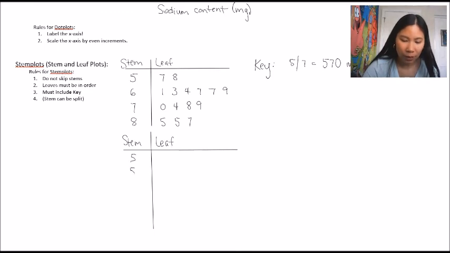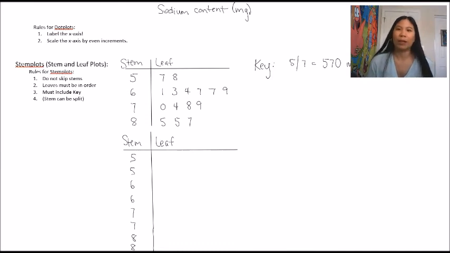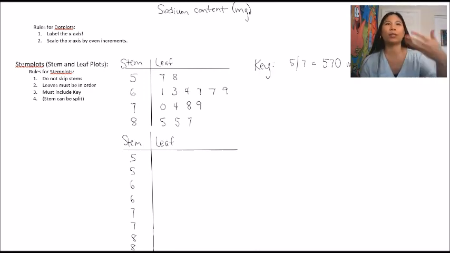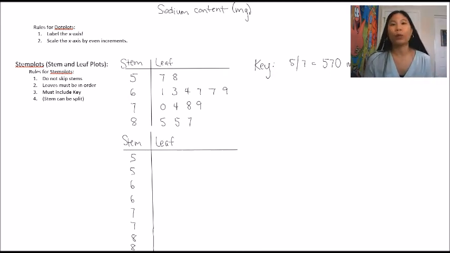So I'm going to repeat each of my stems twice, because what a split stem allows me to do is basically break up each of my leaves into the first half of the 500s and the second half of the 500s, or the first half of the 600s, the second half of the 600s. And again, this works for larger data sets, because then you can actually see, do you have more towards the lower end of the 600s or more towards the higher end of the 600s? That's what splitting it does.